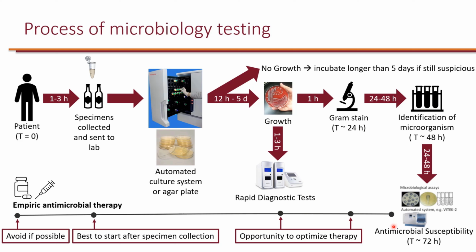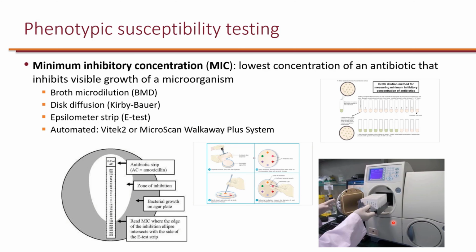And ultimately, when antimicrobial susceptibility results are available, at that point, we will switch from empiric therapy to pathogen-directed therapy, meaning that we know exactly what is the best antibiotic for the patient that will be active against the organism and will be the narrowest that would get to the site of infection and will result in the optimal outcome for the patient. When it comes to phenotypic susceptibility testing, the concept of MIC is extremely important.